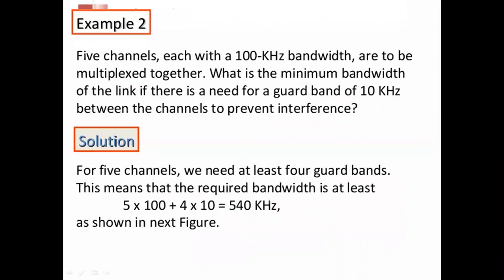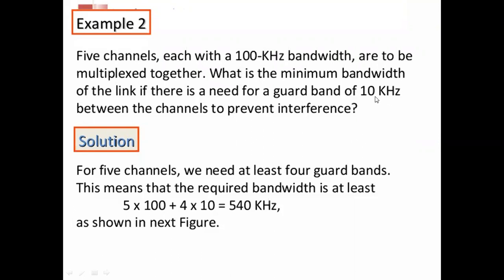So let us see the second problem here. 5 channels, each with a 100 kHz bandwidth, are to be multiplexed together. What is the minimum bandwidth of the link if there is a need for a guard band of 10 kHz between the channels to prevent interference? Here is one of the important points. What are the guard bands for? Guard bands are for preventing interference. In order to prevent interference, guard bands are required.